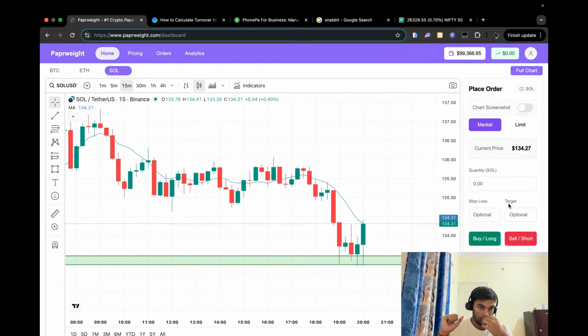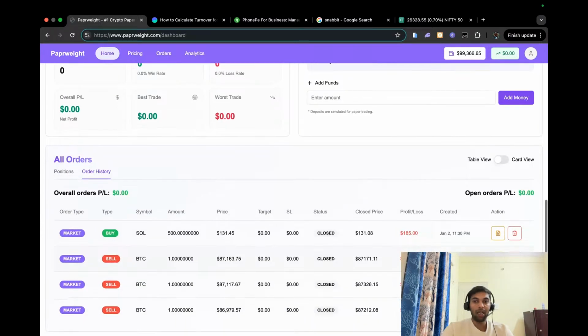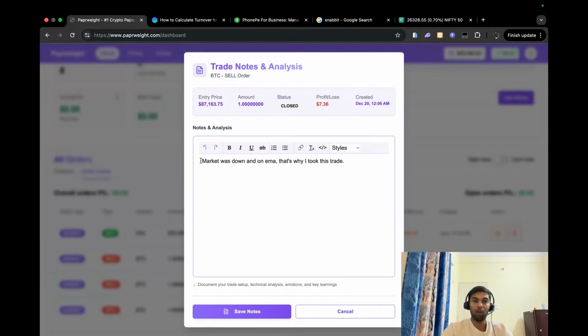Now, to improve your trading, you might need to write down your trade. What went through your head? What was your motivation to take the particular trade, and what was the thought process, right? So to do this, I have implemented a notes section. For example, in this particular trade, I wrote down what I thought at that moment when I took the trade. The market was down and on EMA. That's why I took the trade. You can get more specific about why you took the trade.